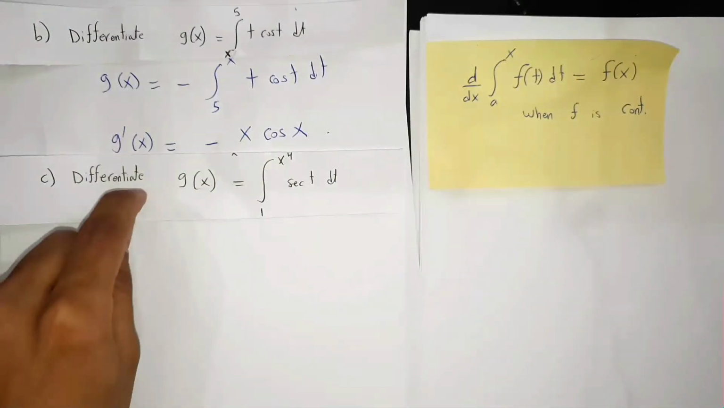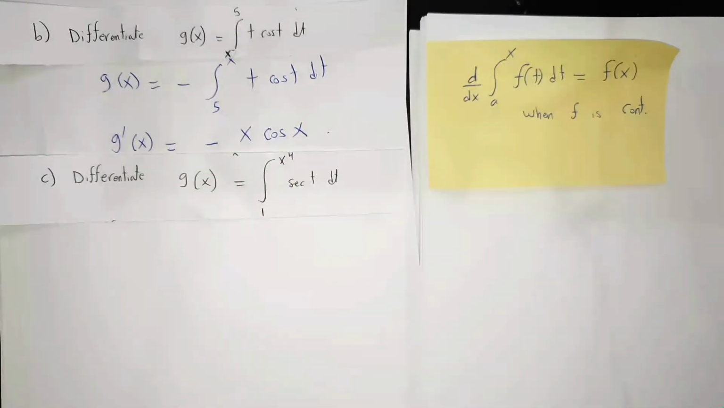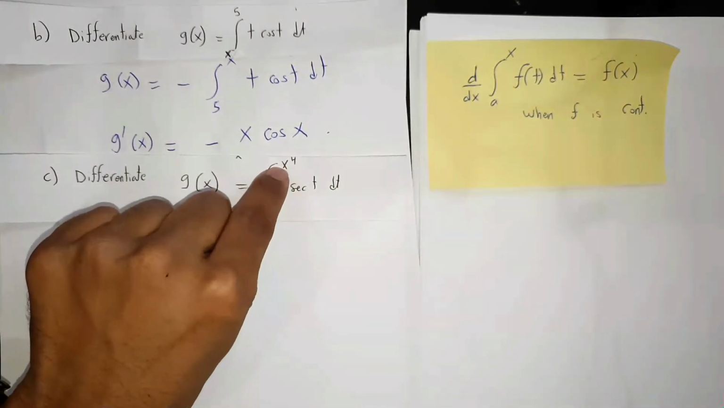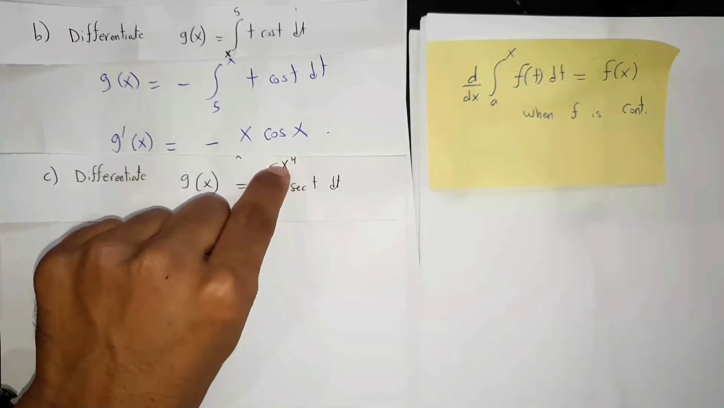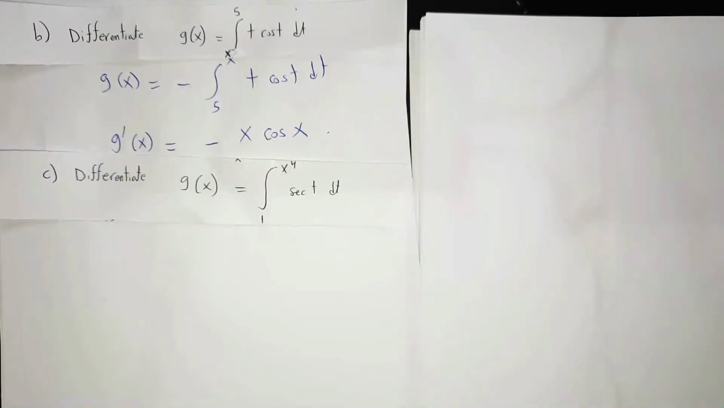It says differentiate g of x, the integral from 1 to x to the power 4 of secant t dt. Well, what is the difference between this part and the previous ones? We can see that we replace x by a function of x, that is x to the power 4. What shall we do to solve this exercise? Well, we need to combine this theorem with the chain rule. Just let us recall this from Math 101 quickly.